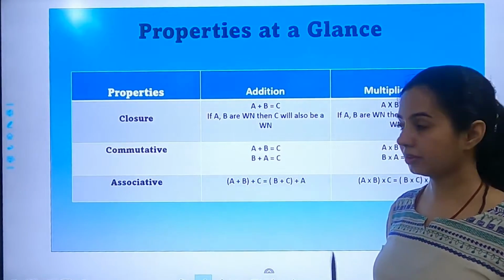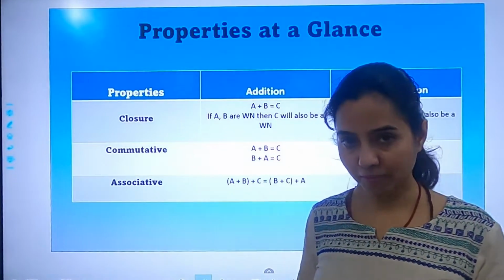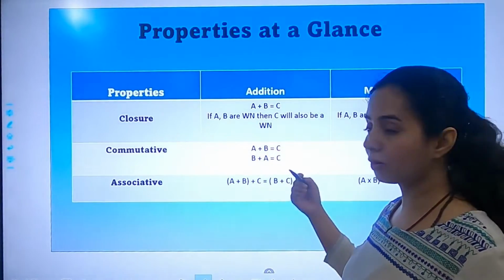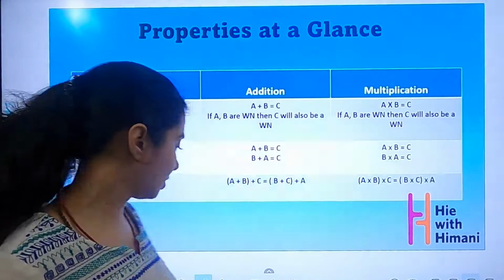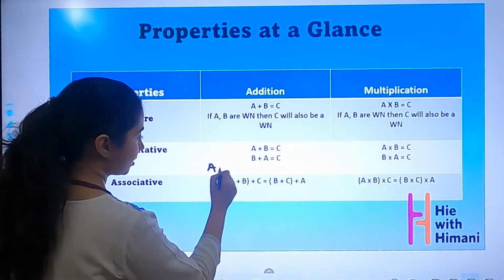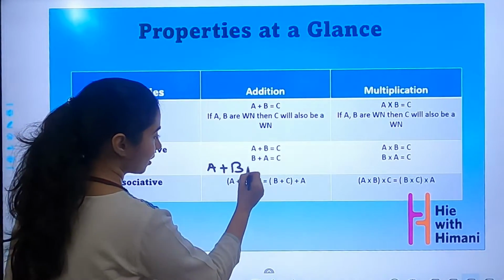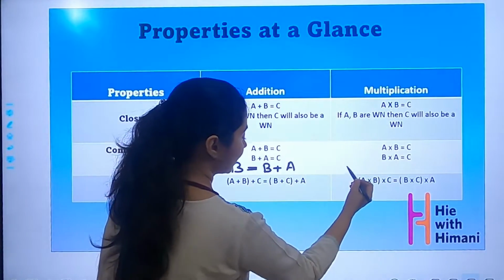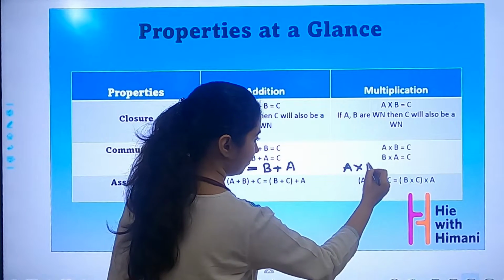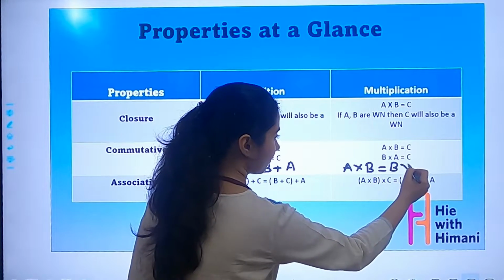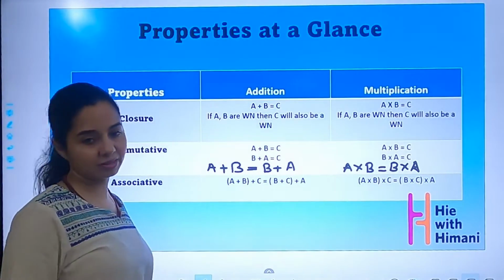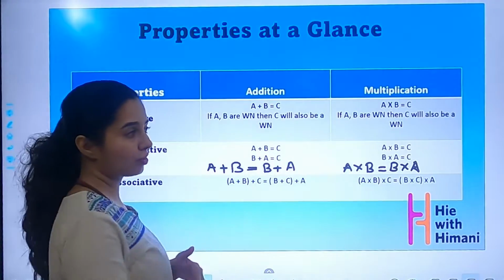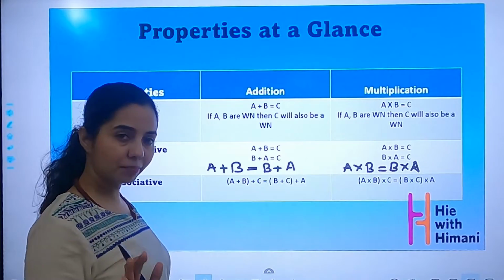For commutative, in which manner is it written? If A plus B is equal to C, then B plus A will also be equal to C. In other words, A plus B will be equal to B plus A. Similarly, here we can write A multiplied by B will be equal to B multiplied by A. It doesn't make any difference at all. So this is the commutative property, in which how we are commuting doesn't matter. What matters is that we are commuting.